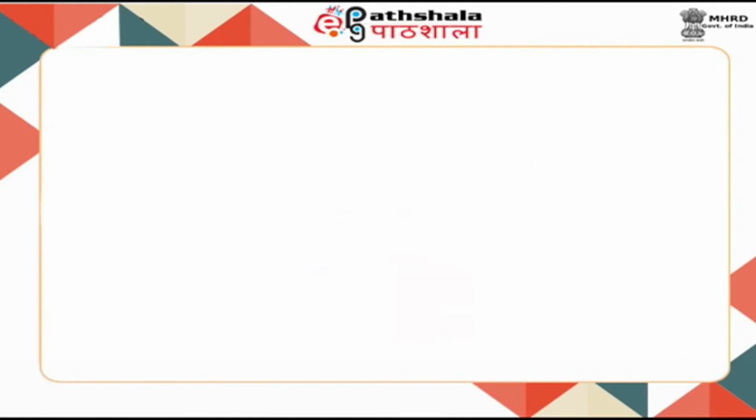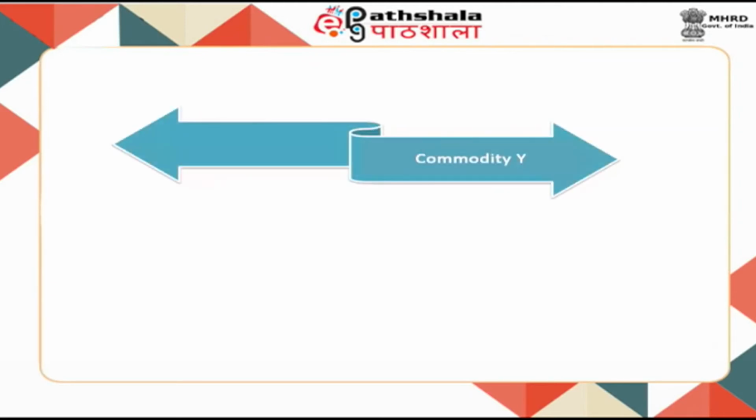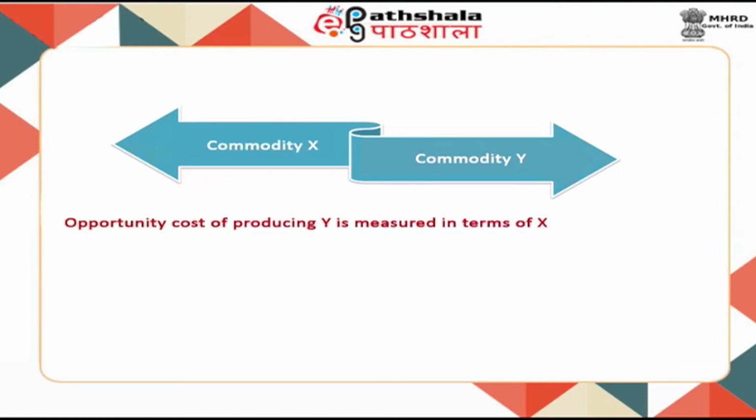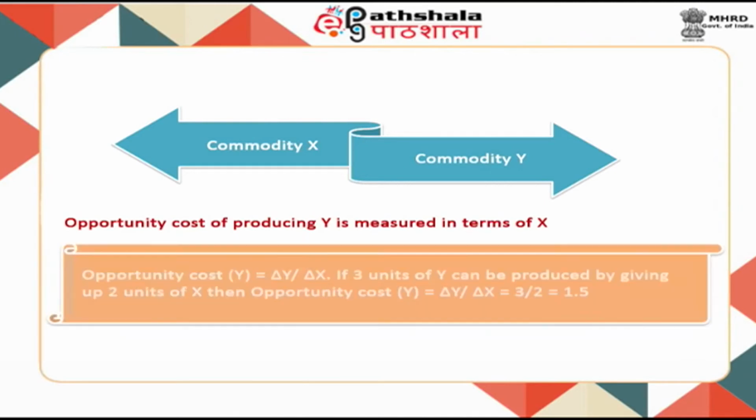If resources are diverted for the production of a commodity Y in lieu of another commodity X, the opportunity cost of producing Y is measured in terms of X. Opportunity cost is equal to delta Y divided by delta X. If 3 units of Y can be produced by giving up 2 units of X, then the opportunity cost will be given by 3 divided by 2, that is 1.5.